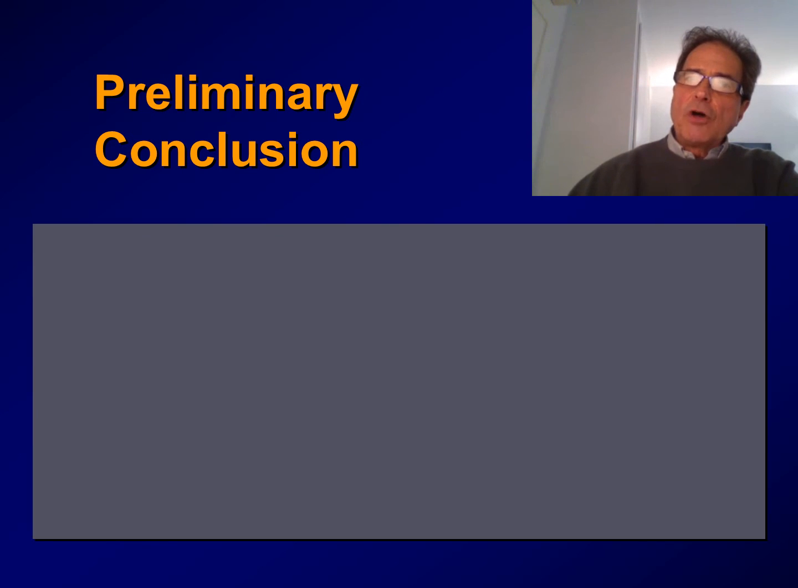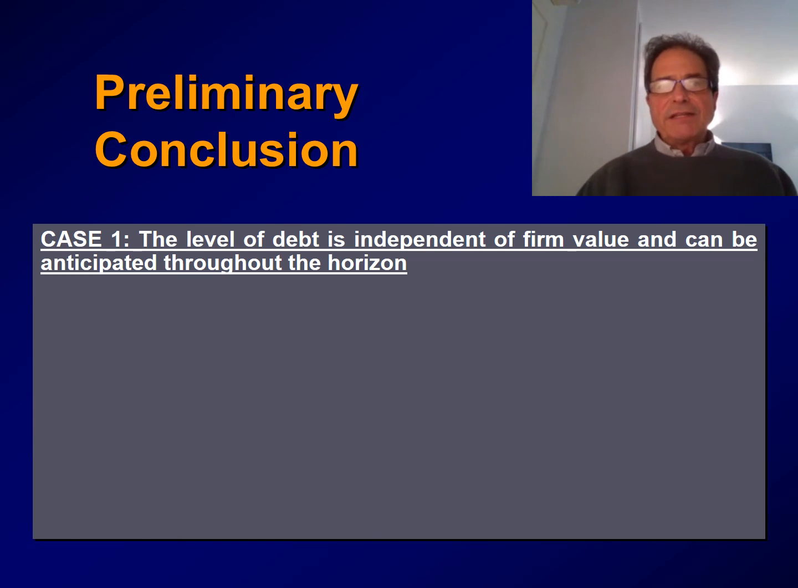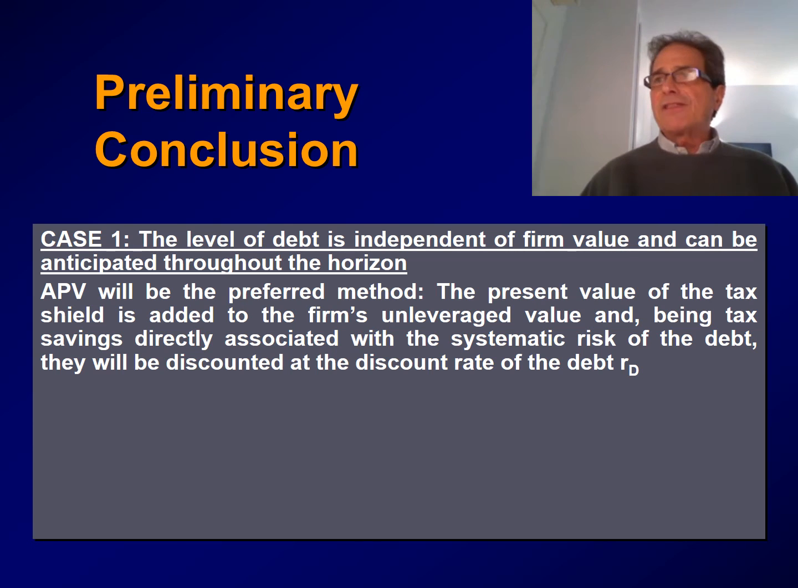Let's come to a preliminary conclusion focusing on two extreme cases. Case 1. The level of debt is independent of the value of the firm and can be anticipated throughout the horizon. So this is the basic APV case in which the value of the debt is determined by management. So the only discount rate associated with the tax shield is the cost of the debt. So there is no doubt that APV in this case will be the preferred method to value the firm, because the tax shield is discounted at the cost of debt, as we explained before.